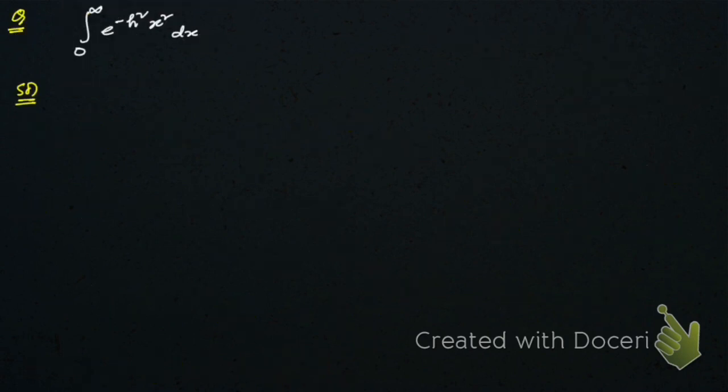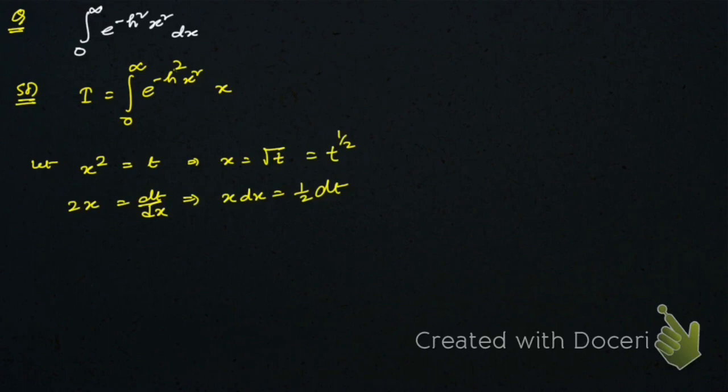Now let us solve this question. Here you see, so first let me write the given expression. This is the given expression. So here we have x square, so let us consider x square as t. So we have taken x square as t, so we can write x is equal to t to the power 1 by 2, right? And if you differentiate this with respect to x on both sides, then you will get this result, which implies x dx is equal to half dt, right?